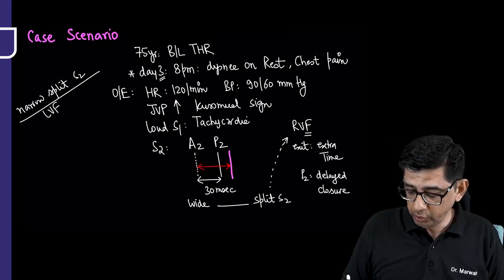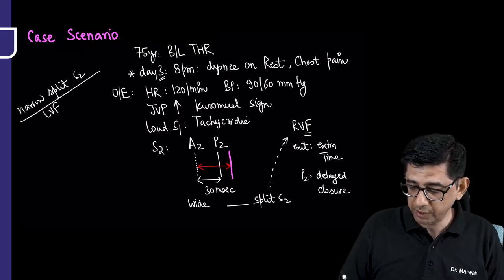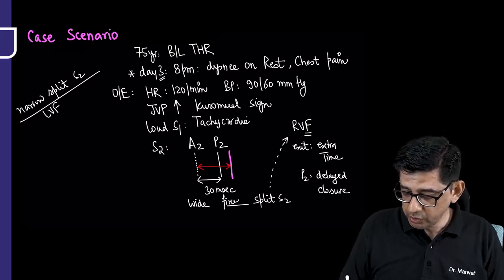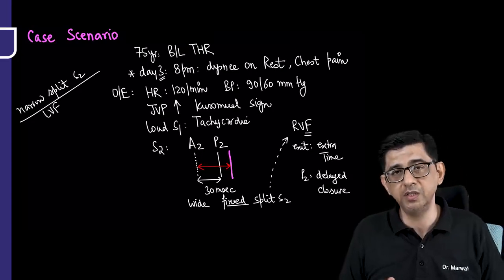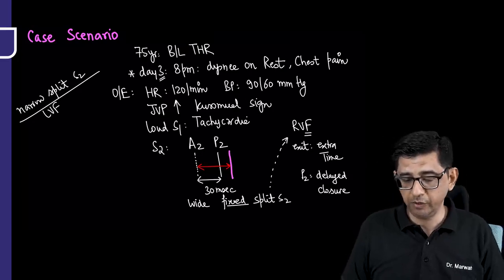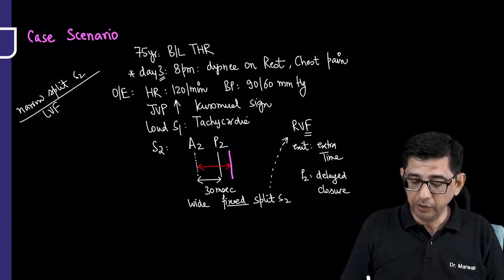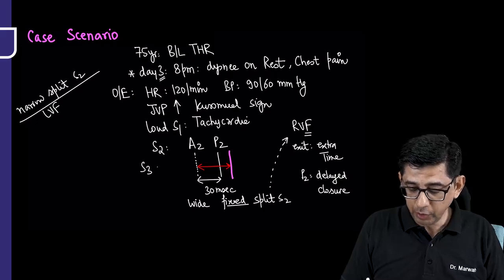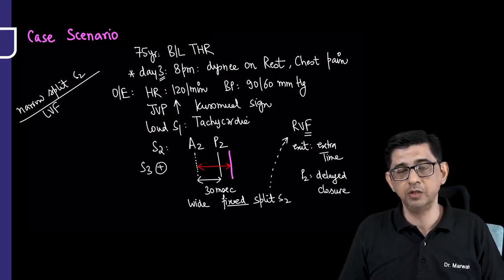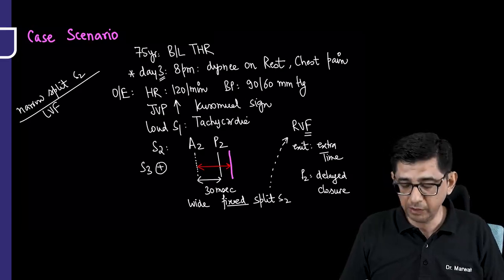Over and above this, you need to remember wide fixed split. Listen to this word carefully, wide fixed split. Traditionally in pediatrics, you know, wide fixed split is for ASD, but I'm going to teach you wide fixed split for even patients of pulmonary thromboembolism. Next, I'm going to invert my stethoscope and use the bell to hear the third heart sound, because a ventricular gallop is always present in heart failure.